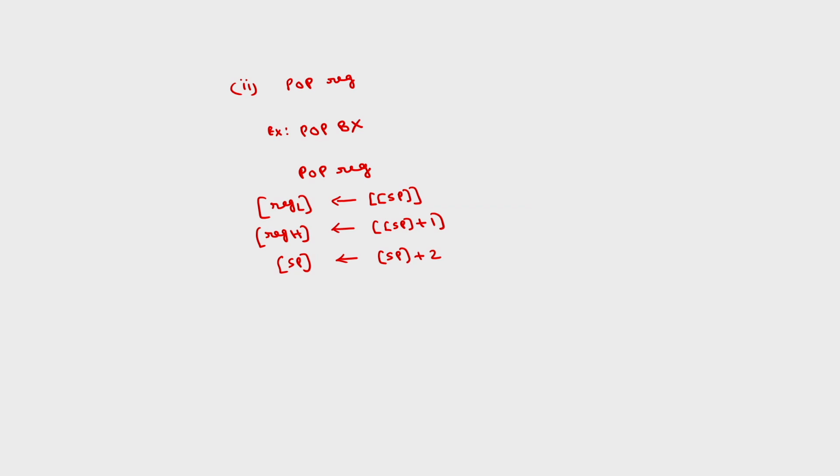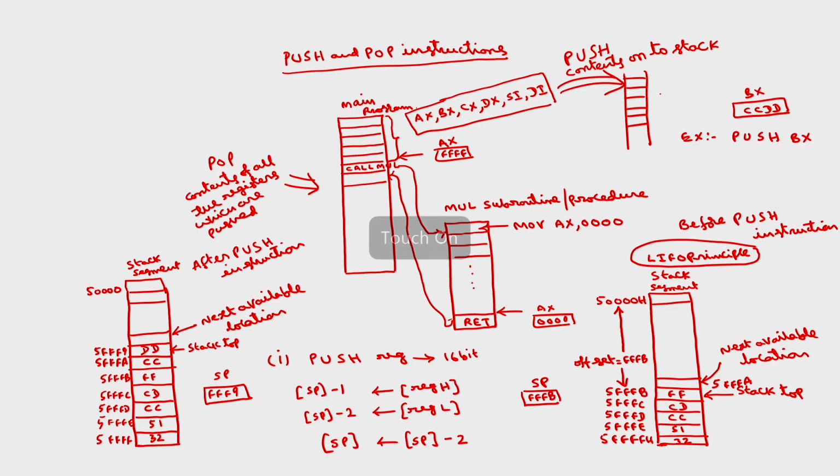This is clear here. So, contents of SP. What is the contents of SP? Contents of SP is this, contents of this will be DD, that will be transferred to the BL, and contents of SP plus 1 is FFFA, that is CC, that will be transferred to the BL. Once these two have been popped, these two become empty. So, next available location is this one, stack top will be this.